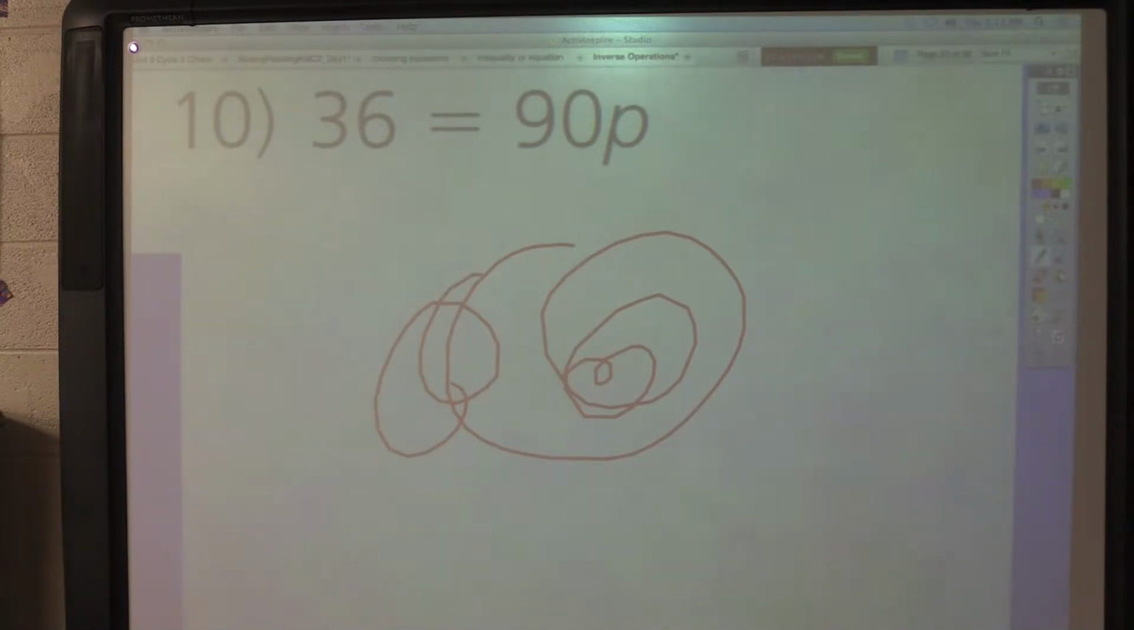Now, what we have here, and by the way, I just put that little swirl there to keep everything in focus. My camera was having trouble focusing. What we have here is an equation, 36 equals 90p. And in this situation, we need to find out what is the value of our variable p.